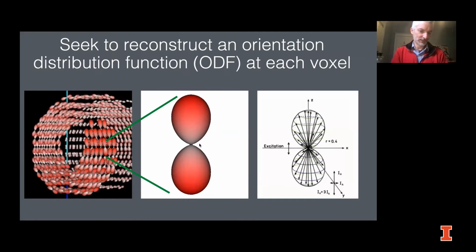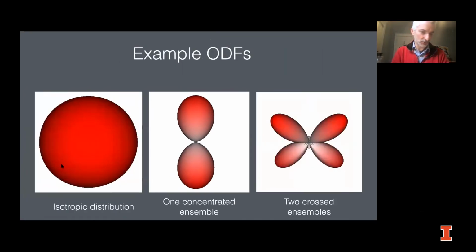We'd like to know, at every point in space, what is the distribution of these dipoles. In one limit, if they're isotropically distributed, our ODF would just be a sphere. We'd have equal probability of finding a vector pointing anywhere. If we have a concentrated ensemble, a single actin fiber coming through, we would expect an ODF that looks like the middle panel. And if we had 2 crossing ensembles of oriented dipoles, we might expect something like the one on the right.